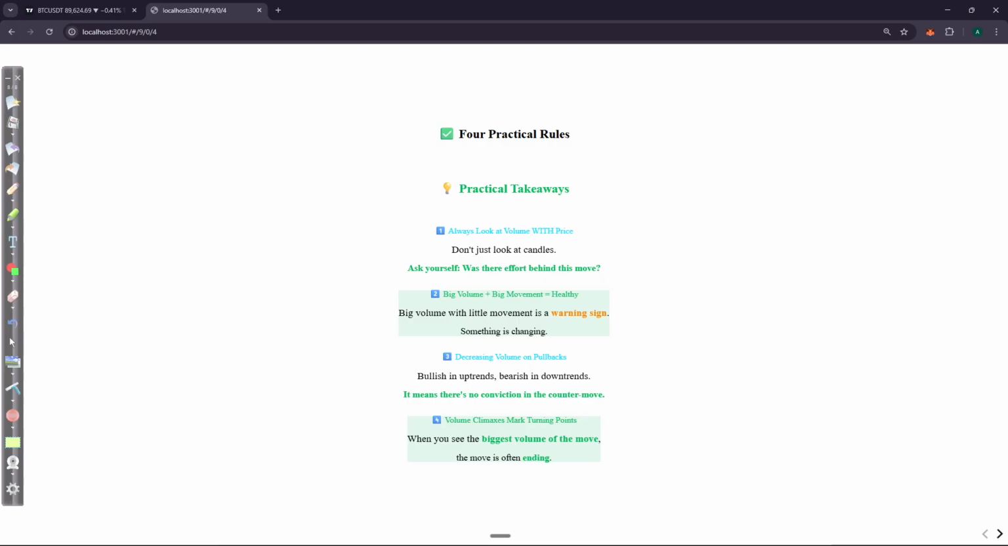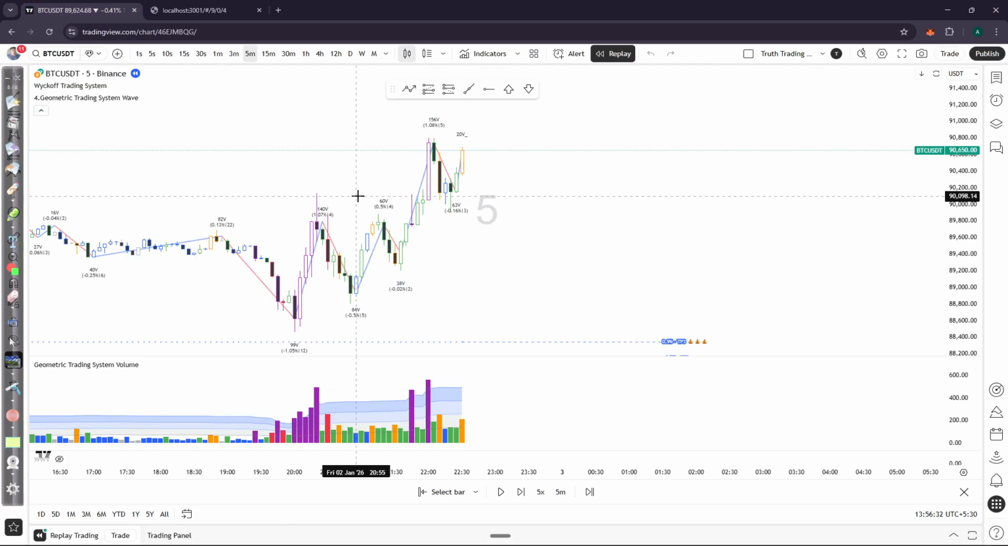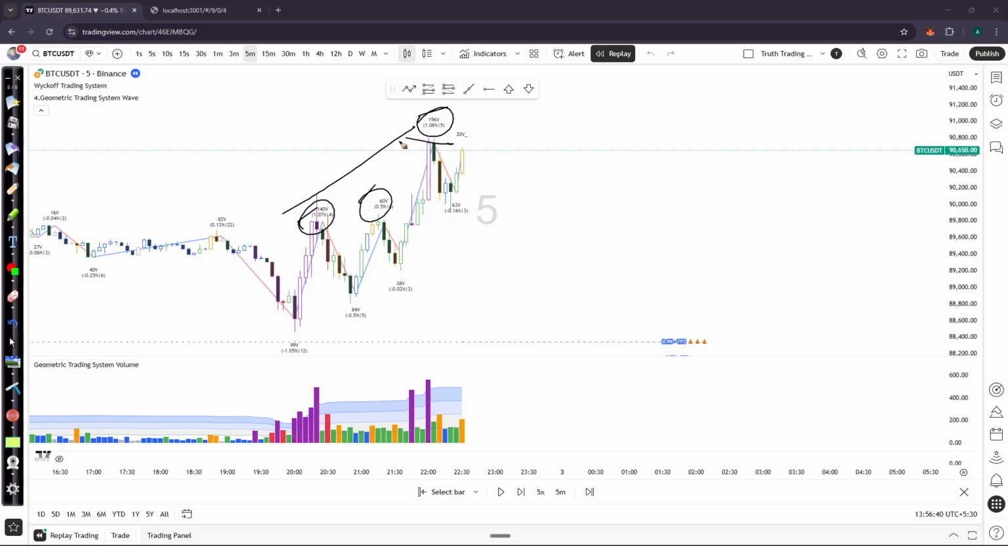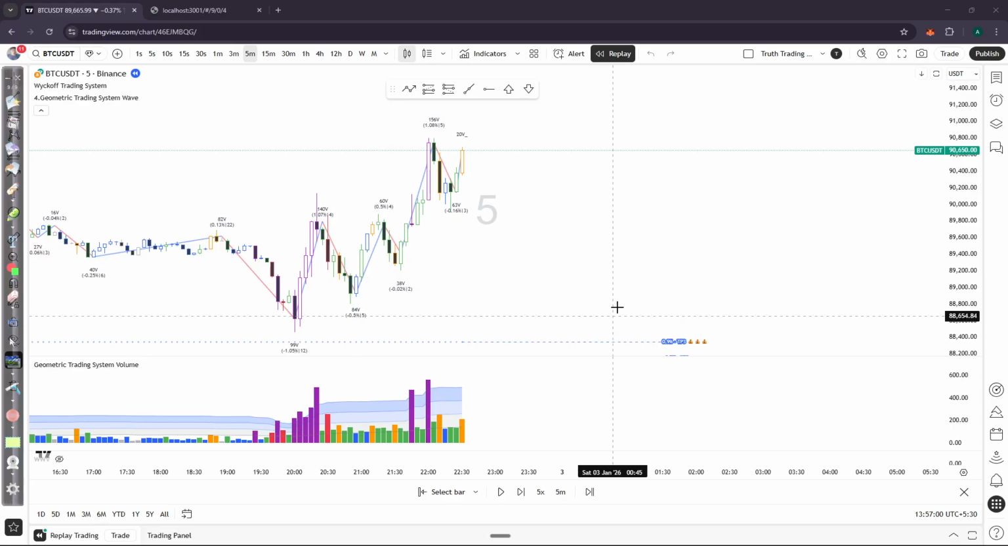Number four, volume climaxes often mark turning points. When you see the biggest volume of the move, it is often ending. And let me show you that example. You see this volume, this volume. Compare this. 156 unit volume is the biggest on this, right? And this is actually, as we see on the fourth rule, the volume climax marking a turning point. And I can actually show it to you.